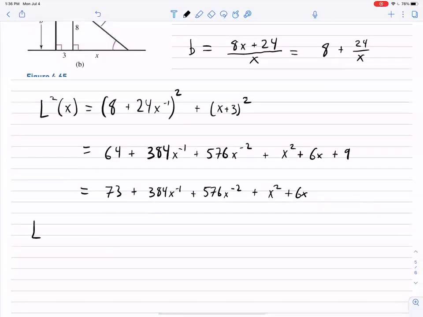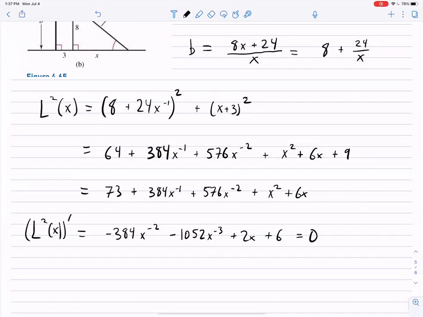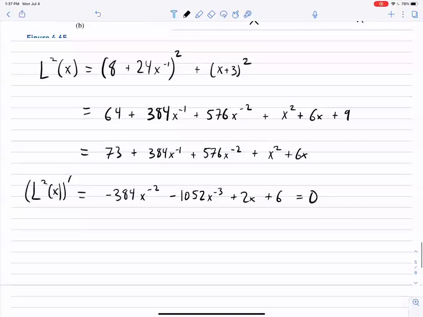So take the derivative. So L squared of x prime, take the derivative. We get negative 384 x to the minus 2 minus 1052 x to the negative 3 plus 2x plus 6, set that equal to 0. Okay, so that's equal to 0. How do we solve for x?